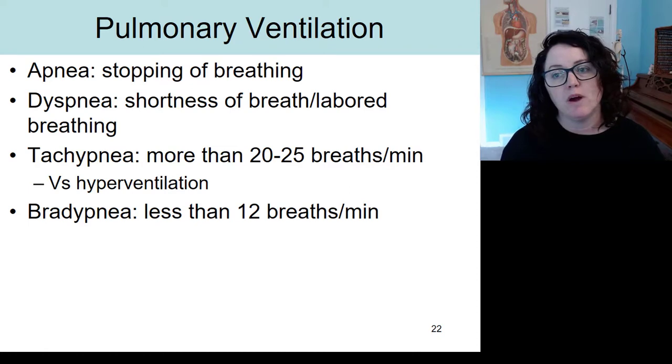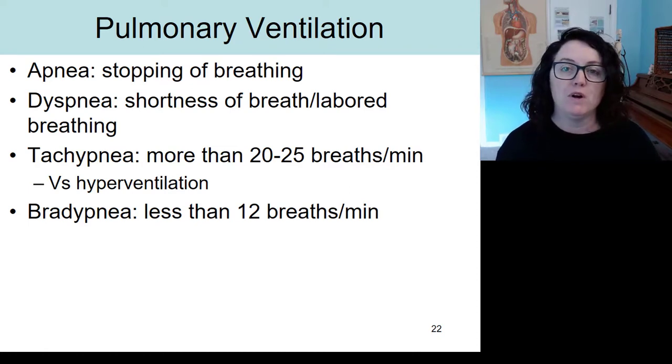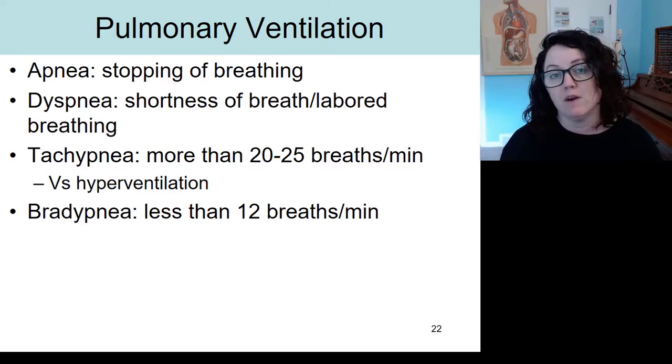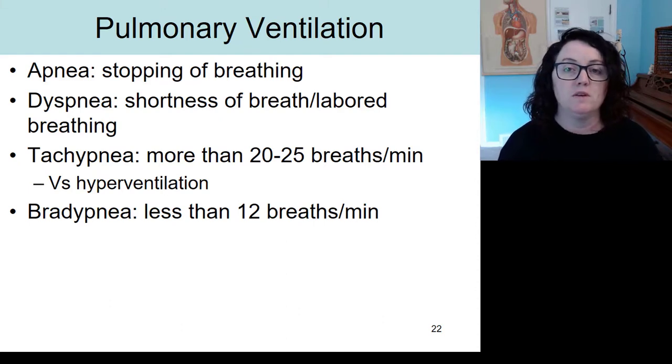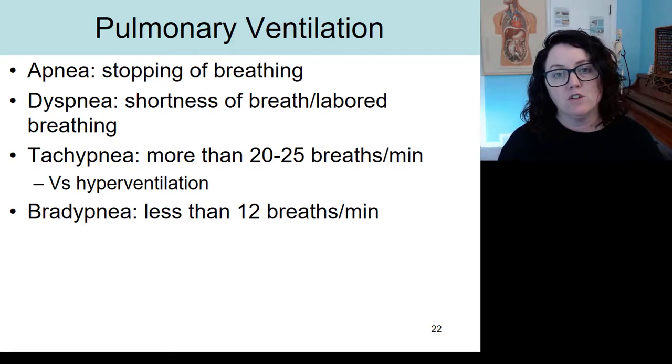Dyspnea is shortness of breath or labored breathing. You've probably heard this term a lot recently with coronavirus and COVID-19. So one of the symptoms of COVID-19 is dyspnea. This can also occur during an asthma attack and other situations.